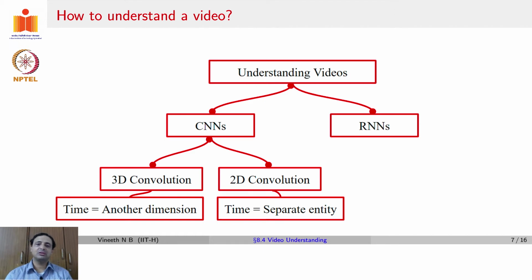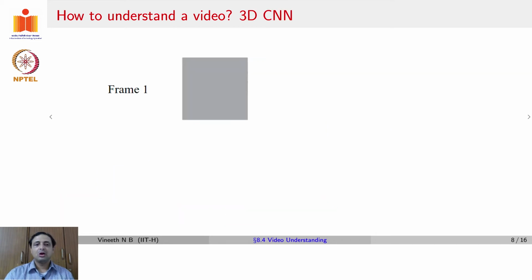Although the filter extends into the third dimension and we process it, we actually don't move the window in the third dimension. But now when we talk about videos and 3D convolution here, we are talking about moving in the temporal dimension. Let's try to understand 3D CNNs first as a way to understand videos.